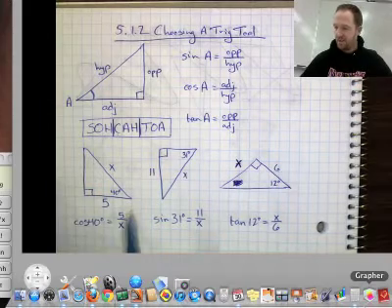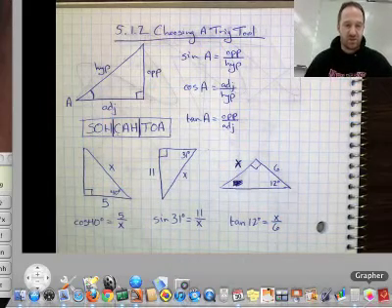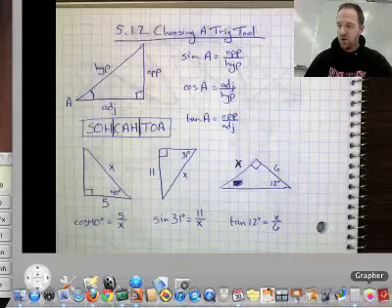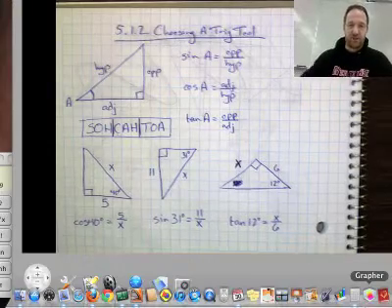Again, the key here, picking between sine, cosine, and tangent. Hope that helps. Talk to you soon.